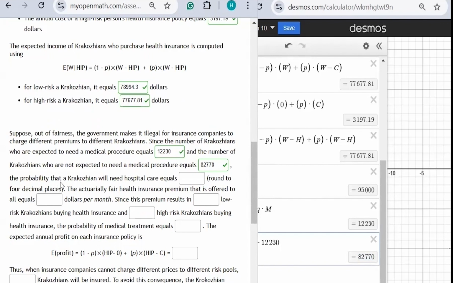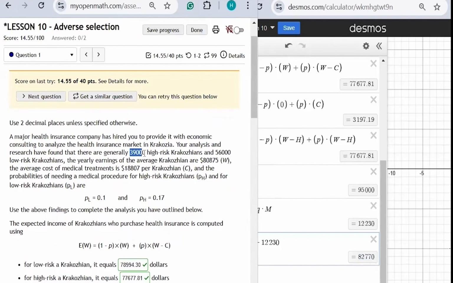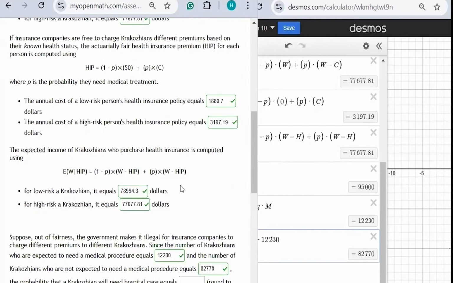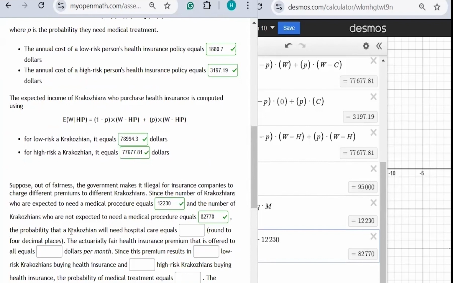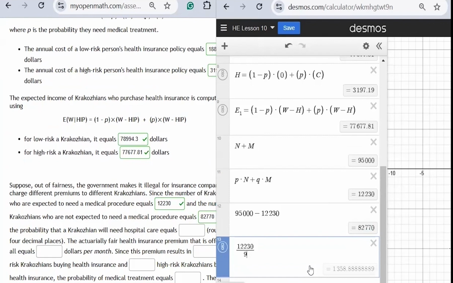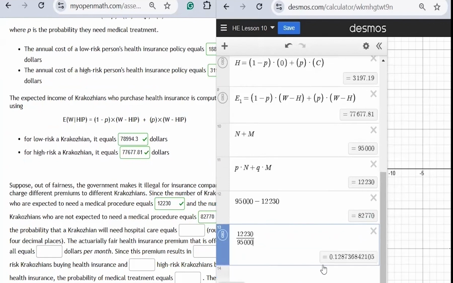This is the pooled probability because we've pooled high-risk people and low-risk people in the same swimming pool. We've asked all these people to jump in the same swimming pool, and how many people are in the swimming pool now? 95,000. So what I'm asking for here is the pooled probability of needing hospital care: 12,230 divided by the 95,000 people who live in Caucasia.